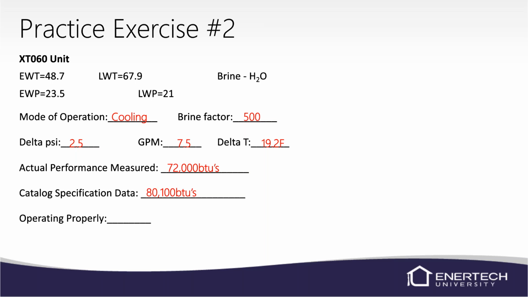It could be that you're actually moving a little bit more GPM than what is stated here. You could be moving maybe 7.8 GPM instead. So you've got to look at those numbers and decide what you really want to do on that.